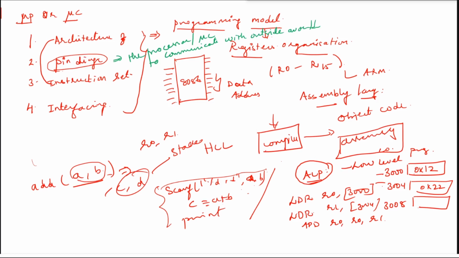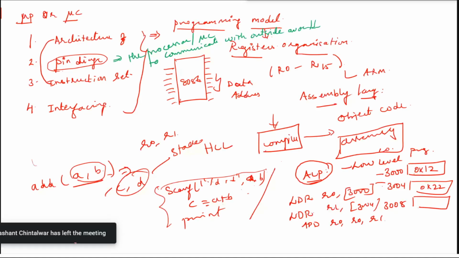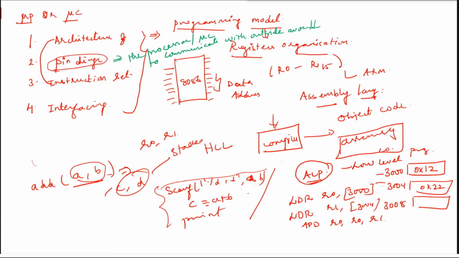As I said, when you have a CPU alone, we can't do anything. What are the essential components we need? We need a keyboard, we need a mouse, we need to interface the monitor, or we need a projector. Something is needed to get to know about all those things. So how to interface those kinds of IO devices is also essential. So for any processor or microcontroller, these are the core things you should know: architecture, pin diagram, instruction set, and the interfacing.